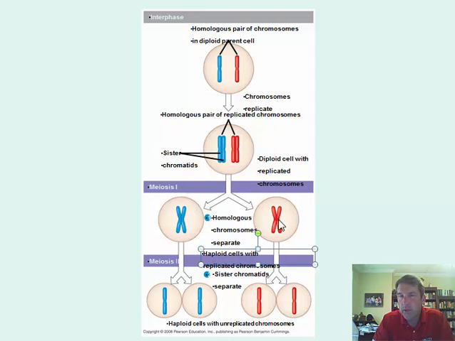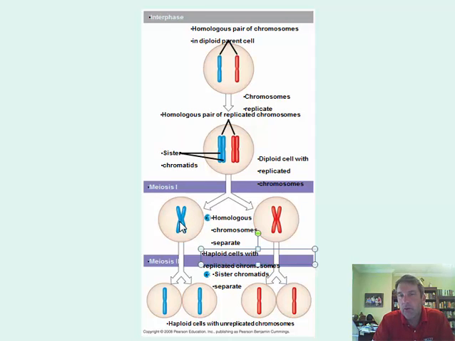And then meiosis 1 begins, and at the end of meiosis 1, we'll look at all the steps, but at the end of meiosis 1, we have two cells. So this cell right here has divided into two cells, and it has half the number of chromosomes. We will consider these haploid cells.